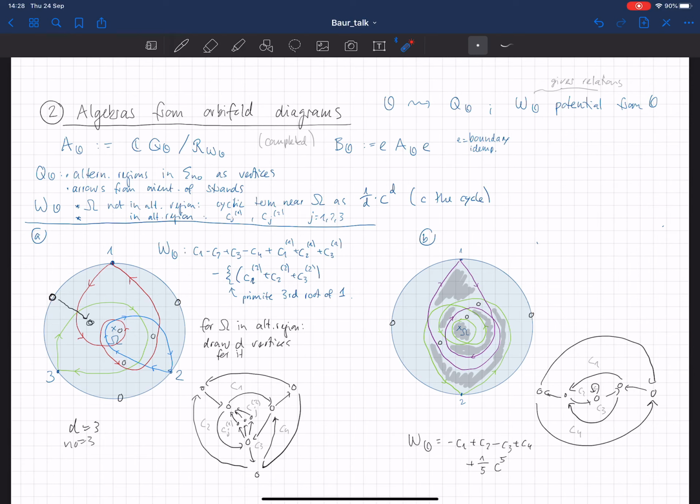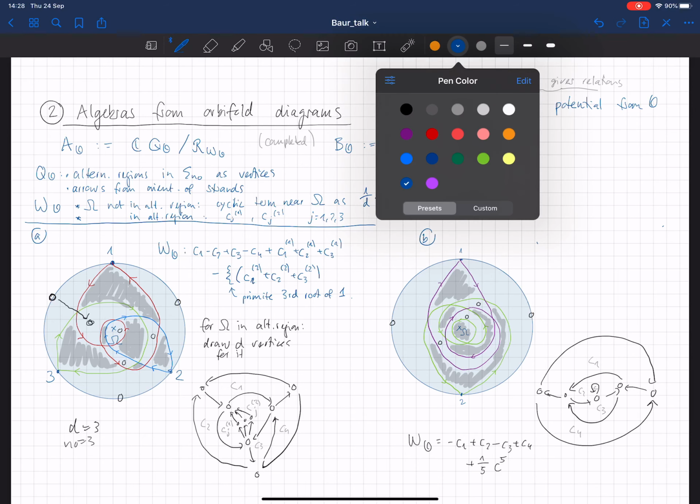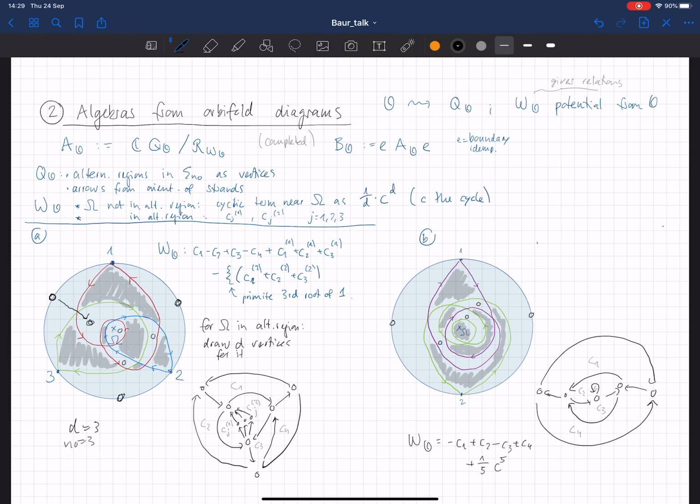So let me explain what the quiver is. I've redrawn the two examples, and I'll do this on the first one. These strands divide the disk into oriented regions, which means all the segments around it form an oriented cycle, and alternating regions. And in the quiver, I want for each alternating region a vertex. I've done this in black. Also outside of the disk, I have again drawn the quiver.